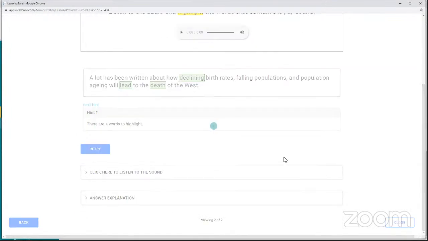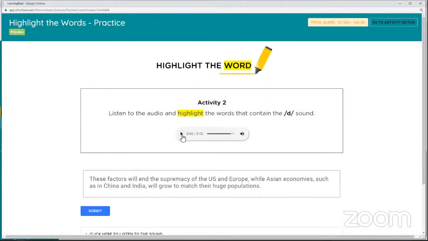Yes. Okay. So moving at speed, listening, and typing. You're going to speed up. Yep. Here we go. This one. These factors will end the supremacy of the US and Europe, while Asian economies, such as in China and India, will grow to match their huge populations.